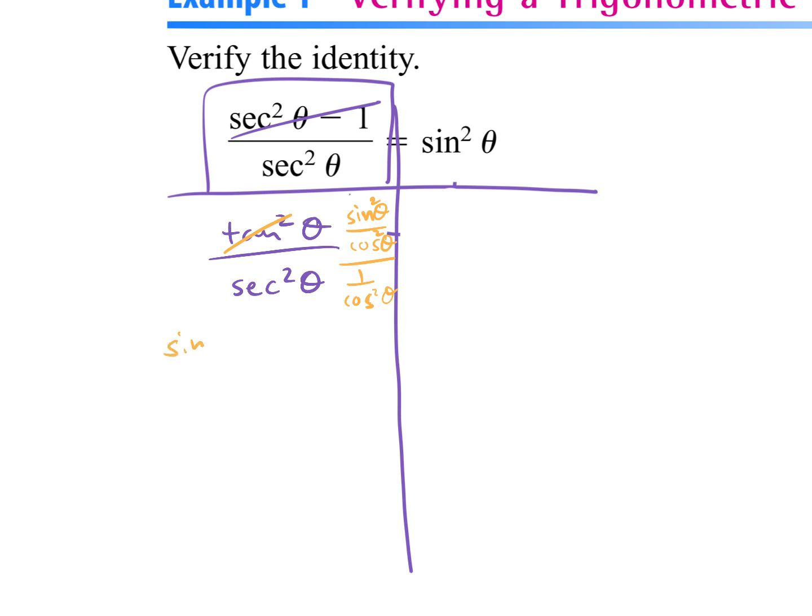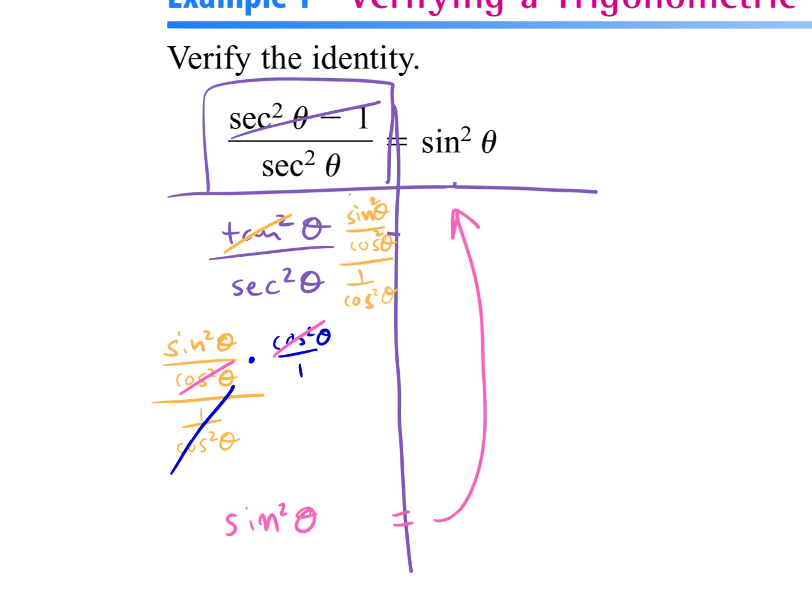I'm going to rewrite it down here just to have a little bit more room. What would I do next? Change, flip. So we keep the top, change to multiplication, and flip the bottom. So we are multiplying by the reciprocal. Awesome. What happens next? The cosine squareds cancel. And what am I left with? Sine squared. And sine squared is equal to sine squared. So then we're done.